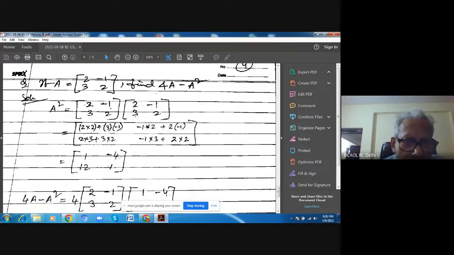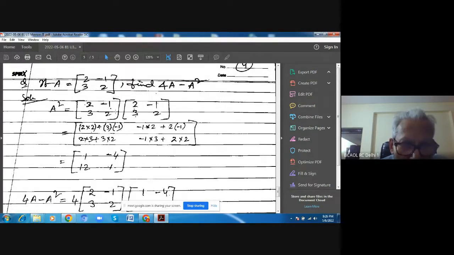As I told you, column, row and column multiplications. Again I can repeat some of the things so that it will be easy. 2 into 2. See, 2 into 2. You take it column into row. So 2 into 2 plus 3 into minus 1. Okay, so this part is over.